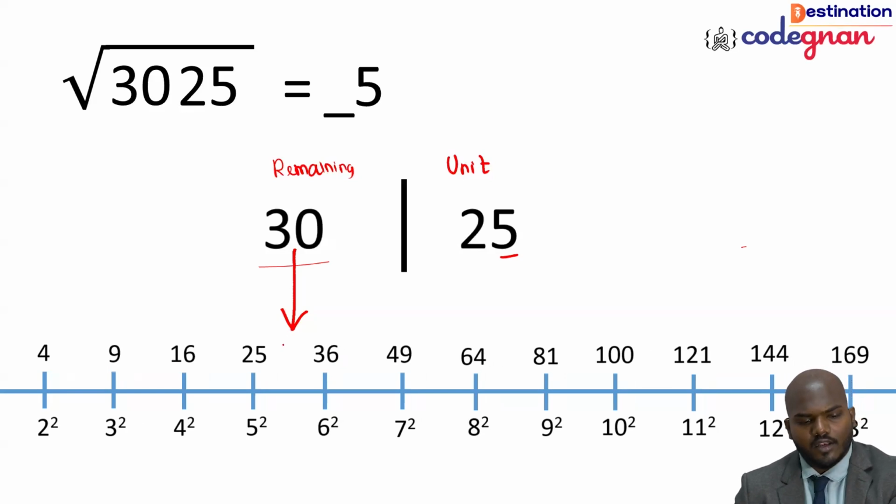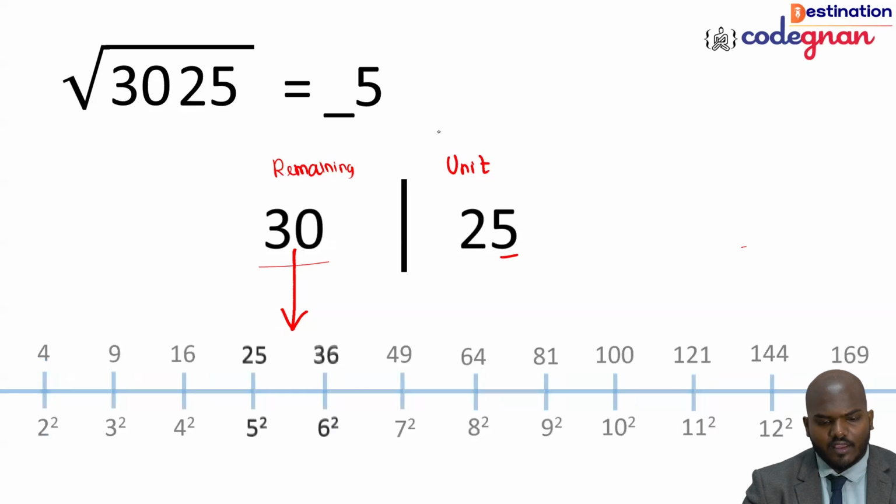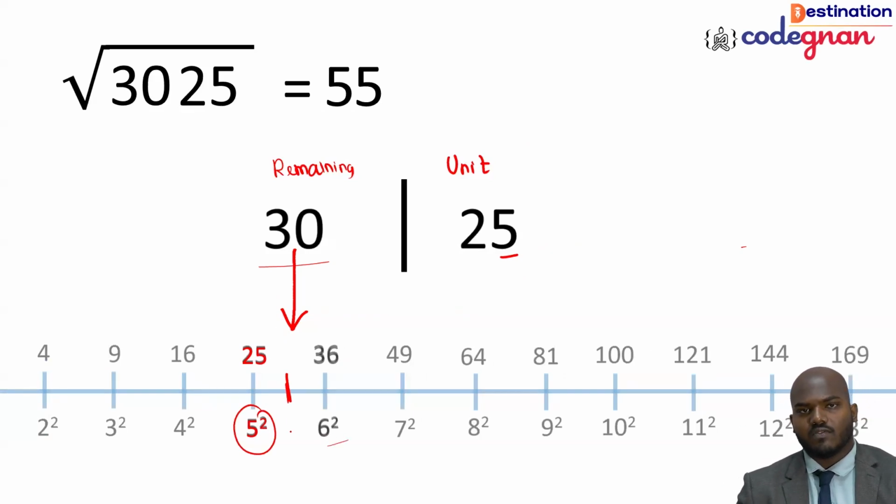If you're finding this one, 30 is falling under what? That is 25 and 36, it is falling here. That is 5 square. So it is falling between this area only. So then, guys, you need to take the initial value only. You shouldn't take the 6 square. So it is falling into the middle of the one. So I need to take the next value of that one?